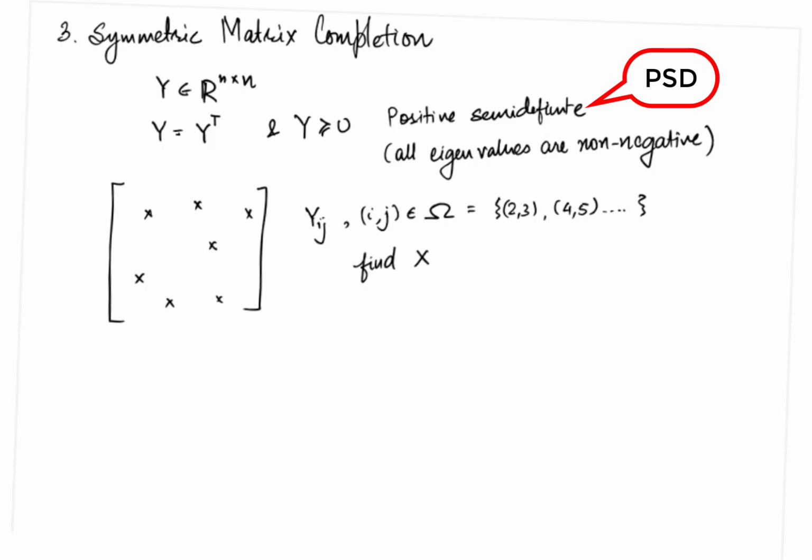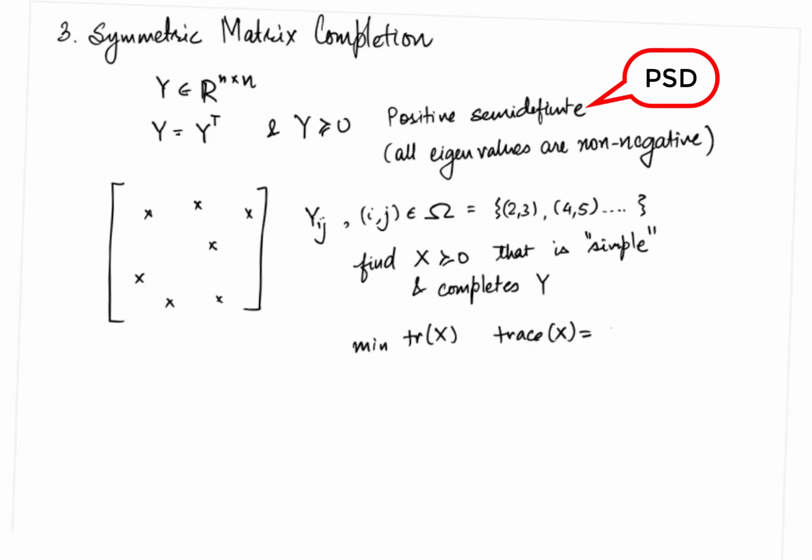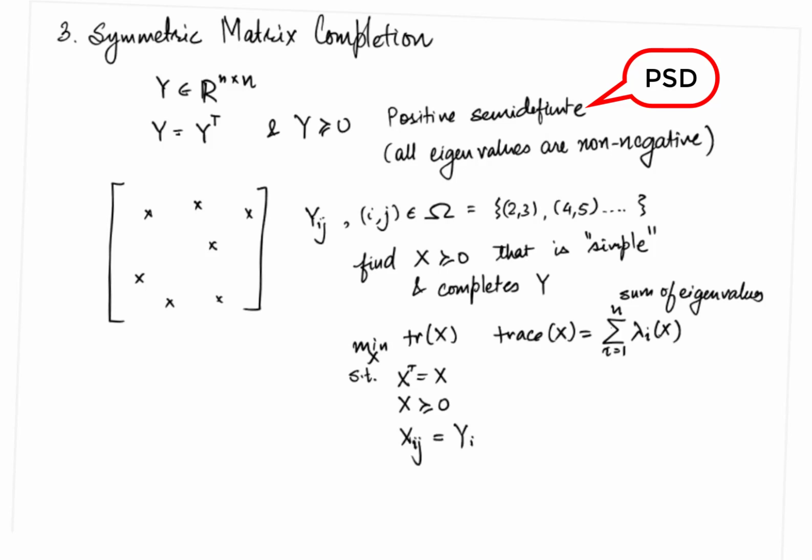Our goal is to find the matrix X, that is a full matrix, which is simple in some sense and completes Y. The symmetric matrix completion problem entails finding X by solving the following problem. Minimize trace of X, which is the sum of diagonal entries of X and is also the sum of eigenvalues of X, subject to X agreeing with Y on the locations where Y is given and X being PSD. There are many more problems such as these.